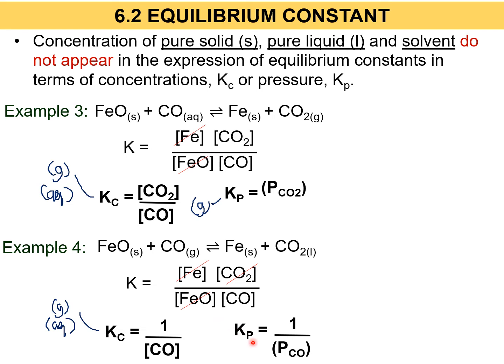Okay, next ialah Kp expression. Kp dia hanya boleh terima sesuatu yang in gas phase sahaja. Again, yang ada gas phase hanyalah CO gas. Yang lain ke atas ni reactant, all in a pure solid and liquid phase, and this one pure solid phase, you can just ignore them. Tapi bila ke atas ni you ignore, you jangan letak kosong, again you letak satu. Okay, so it's going to be 1 over partial pressure of CO gas.